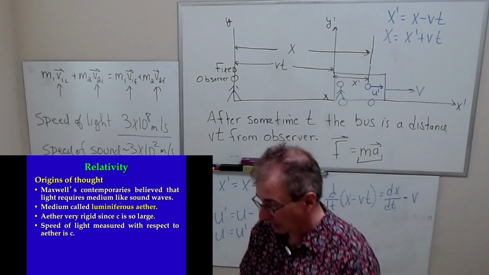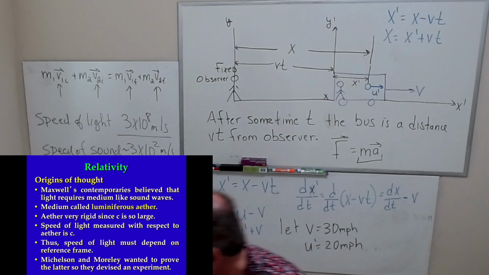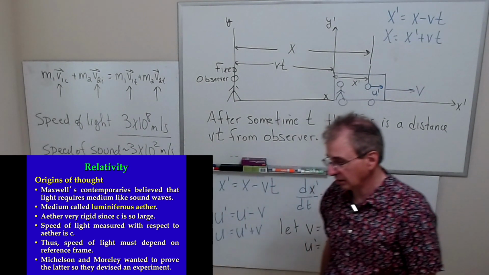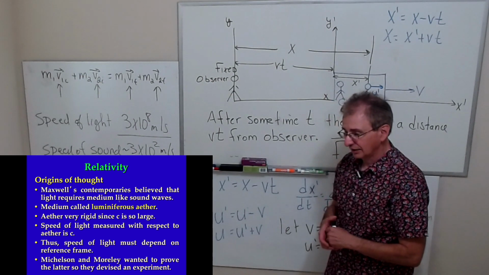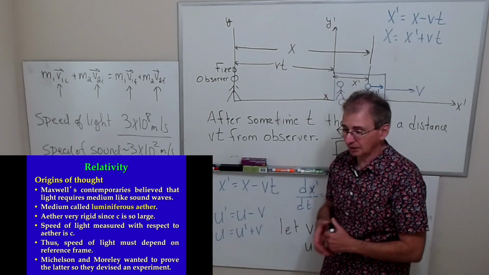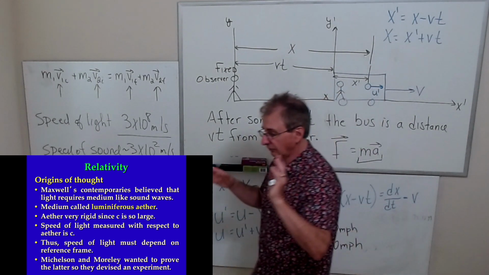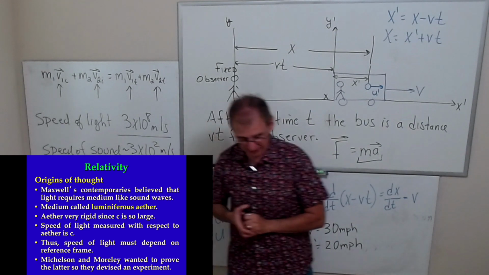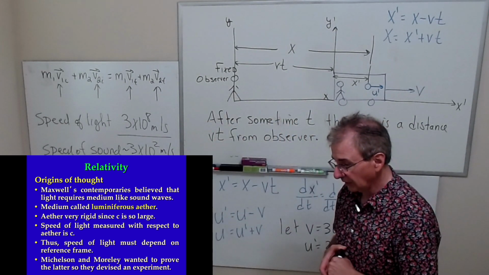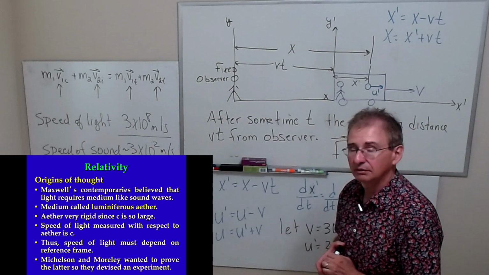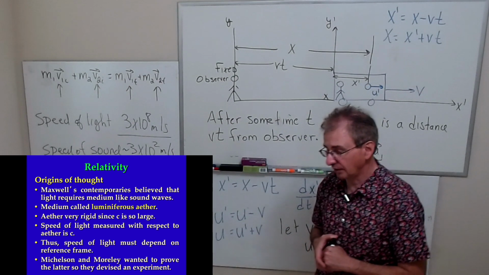So experiments. A famous experiment was developed by Michelson and Morley to see whether the speed of light depends on reference frame. They devised an optical device, and unfortunately I don't have time to go through it, to measure the speed of light as a function of the reference frame.